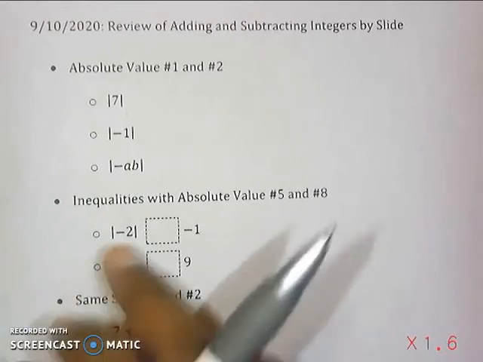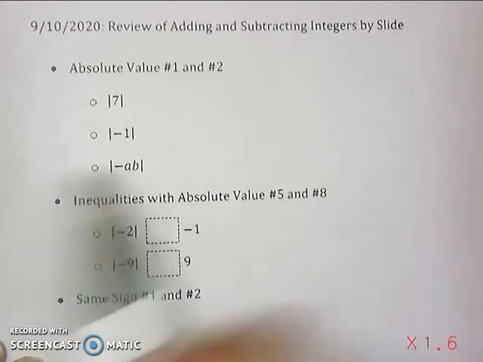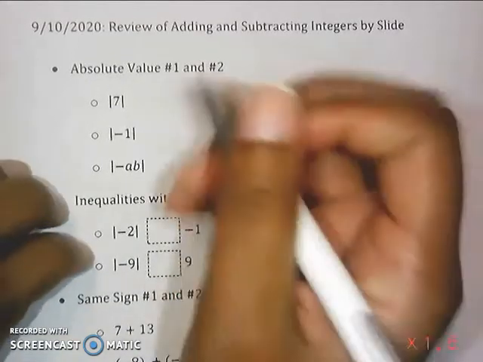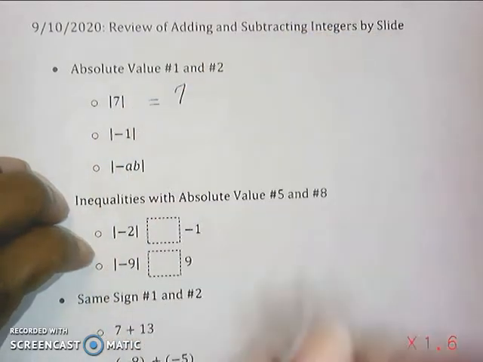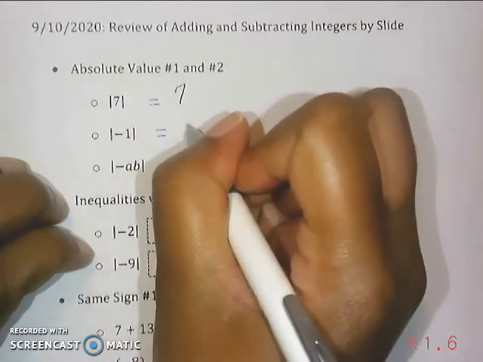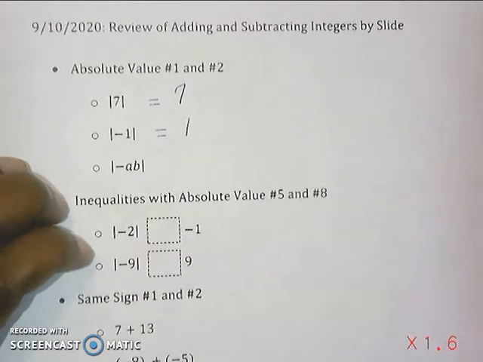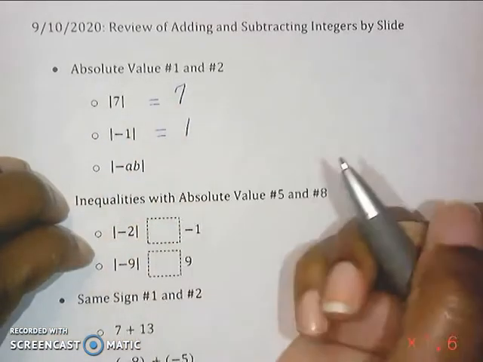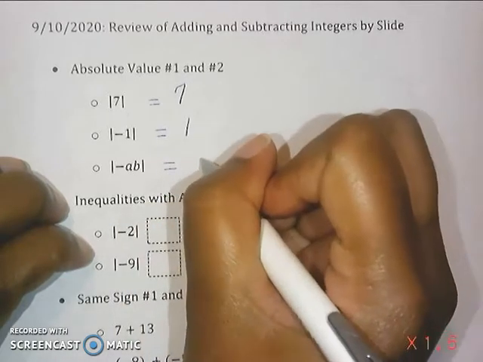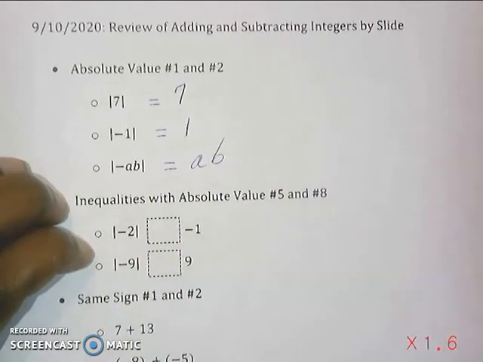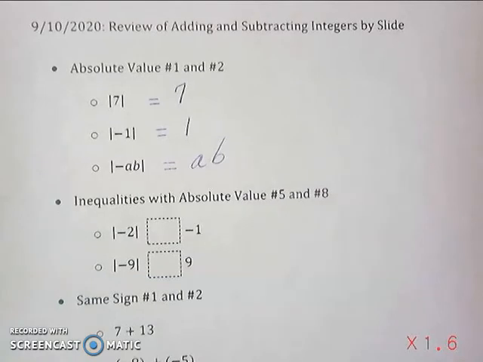So in the case of these three different expressions we have here, the absolute value of 7 is 7. The absolute value of negative 1 is a positive 1. And the absolute value of a negative AB, whatever those values are, is just going to be AB. Take a second if you need to and write that down.